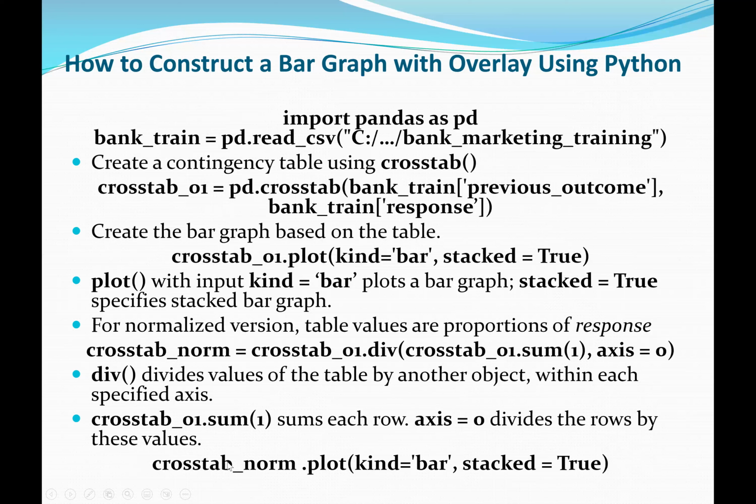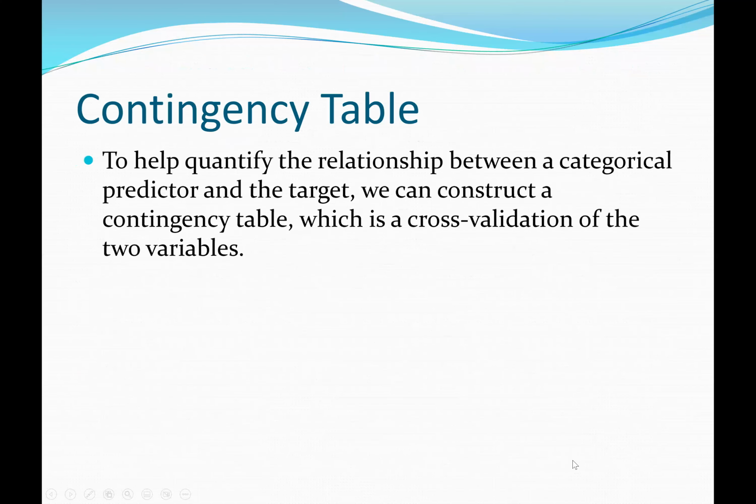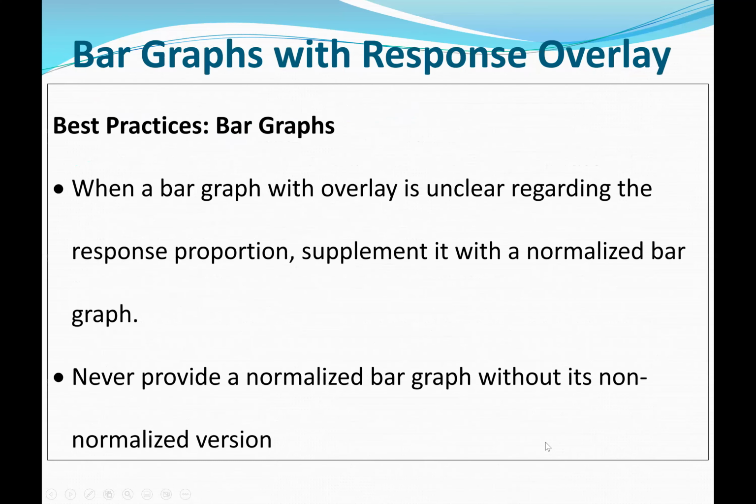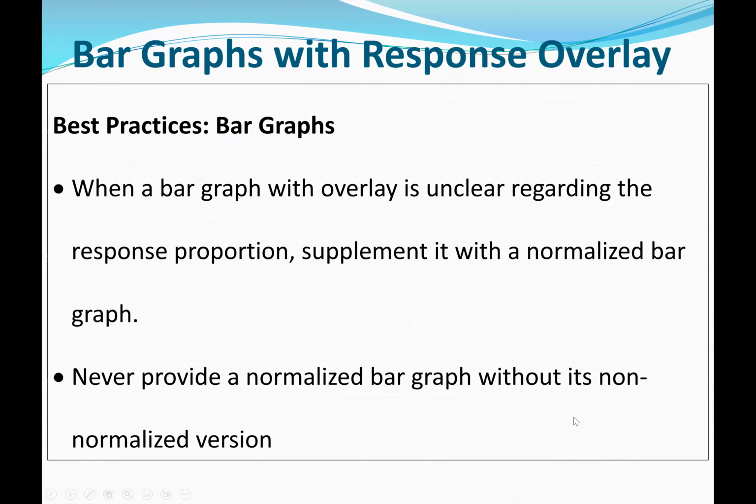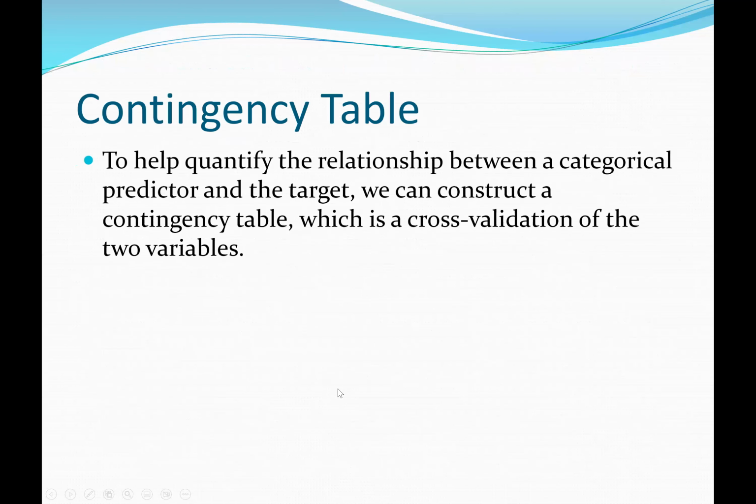So next here we plot again, crosstab_norm.plot, because we put our result in crosstab_norm. Then we plot it. Again, we are plotting a bar graph, and it's a stacked bar graph. So our result will look something like this. So we have the bar graph. We haven't created our labels yet, which will be the next section we're going to see.